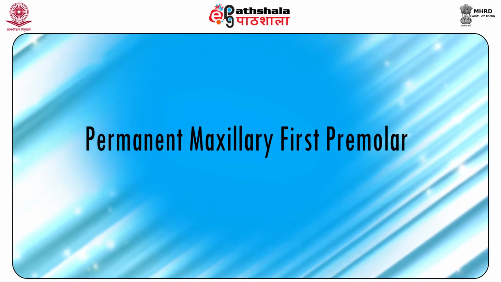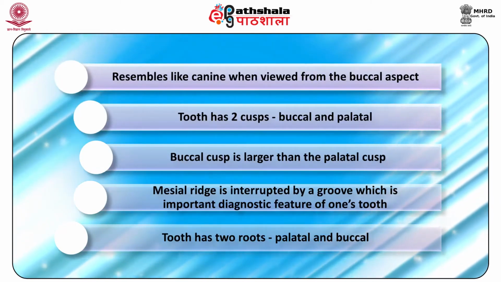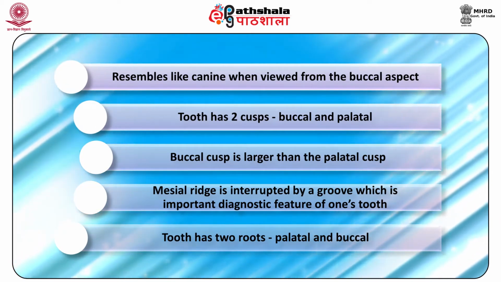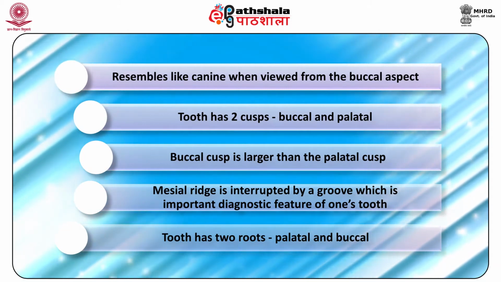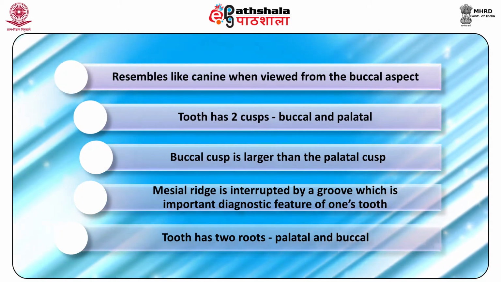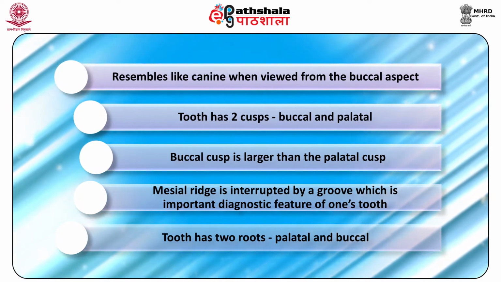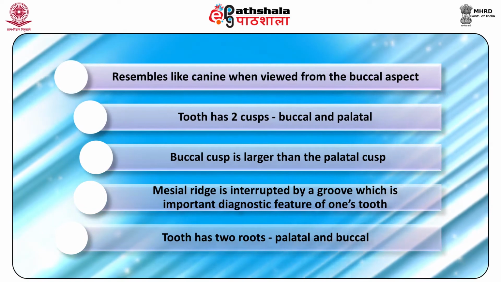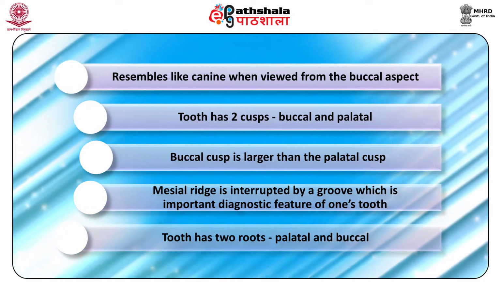Then coming on to the permanent maxillary first molar. It resembles a canine when viewed from the buccal aspect. The tooth has two cusps, buccal and palatal. The buccal cusp is larger than the palatal cusp. The mesial ridge is interrupted by a groove, which is an important diagnostic feature of this tooth. The tooth has two roots, palatal and buccal.